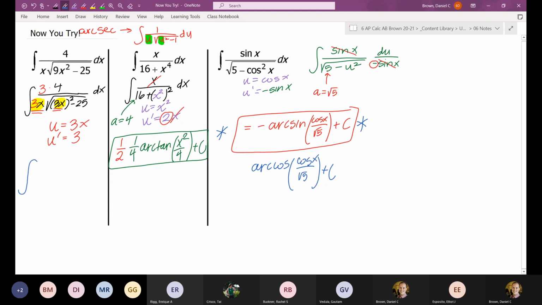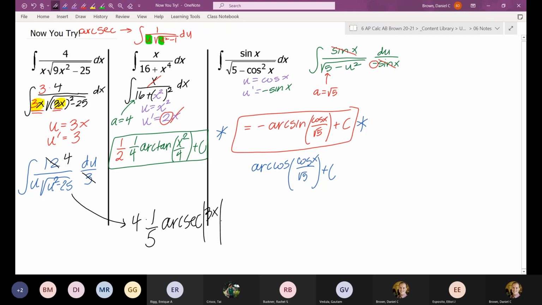So rewriting this, I have 12 up top. 3x is u, on the square root of u squared minus 25. dx is du over u prime. So that 3 we multiply by does end up going away, but we needed it there to turn that first thing outside the radical into a u. So then now doing the arcsecant rule, we have a 4 that's a coefficient times 1 over a. And then we have the arcsecant, absolute value of u over a, plus c.